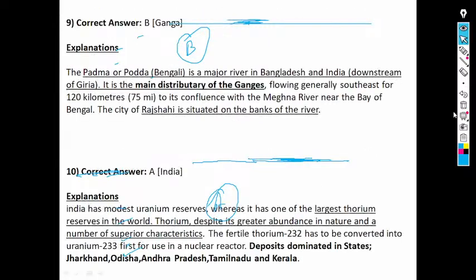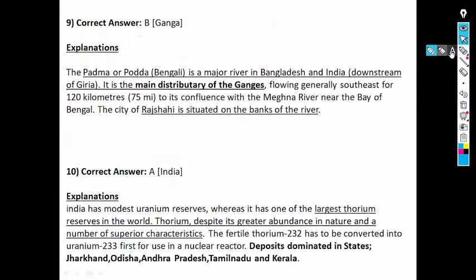Next, Ganga when it enters Bangladesh is called Padma, or Padda in Bengali. It is a major river in Bangladesh. Downstream of India it is the main distributary of the Ganga, flowing generally southeast for 120 km towards its confluence with the Meghna river near the Bay of Bengal. The city Rajshahi is located on the bank of the river.